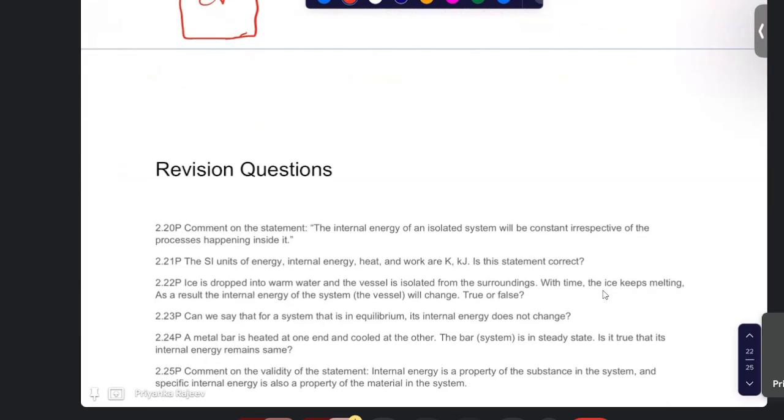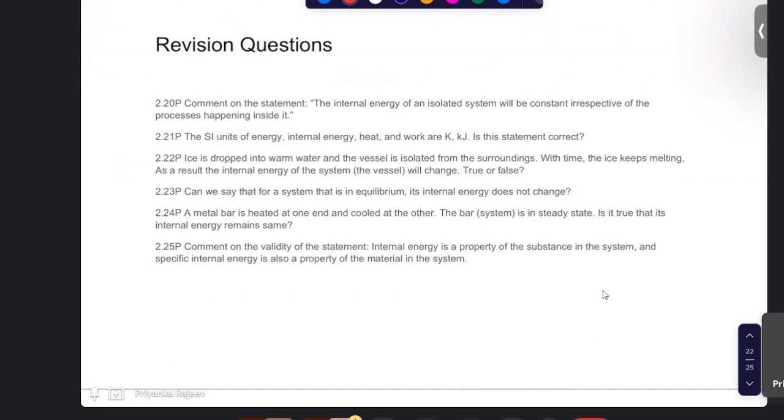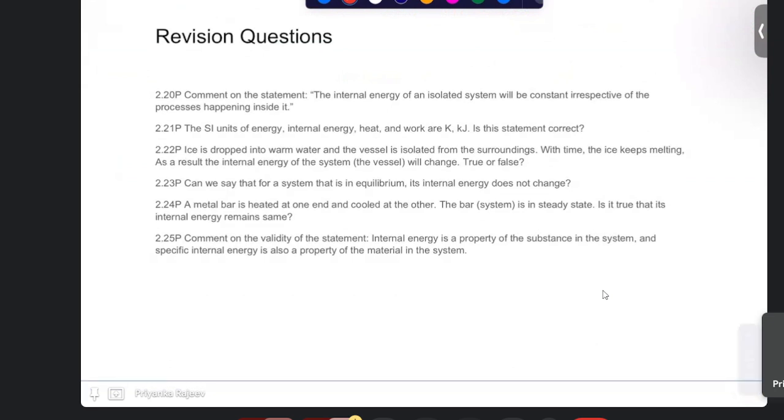Comment on the statement: internal energy of an isolated system will be constant irrespective of process happening inside it. Yes. Isolated system means what? So what is the first law? Delta Q equal to delta W plus delta U.